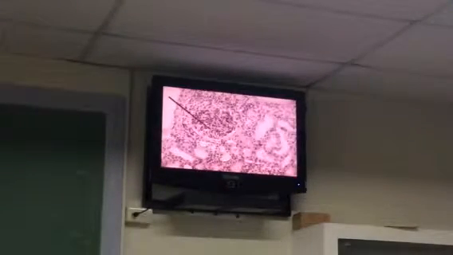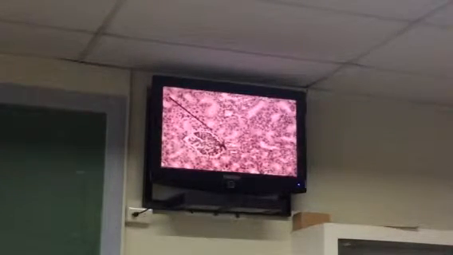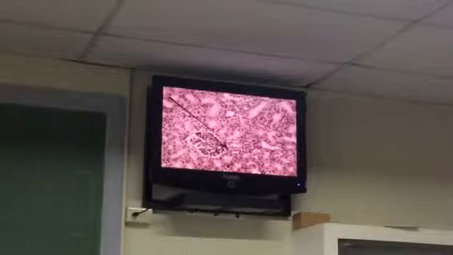So the functional unit of the kidney is the nephron. So the nephron has parts. Okay? They are your renal corpuscles and the renal tubule. So the renal corpuscle is a structure, and it's composed of different parts.